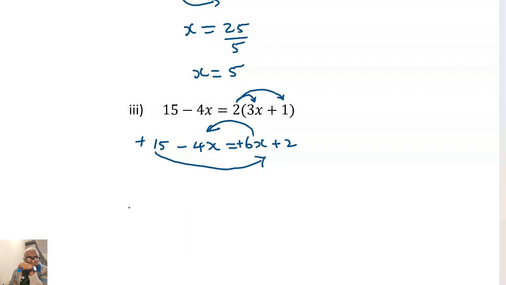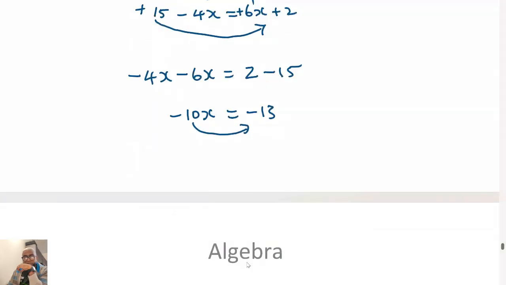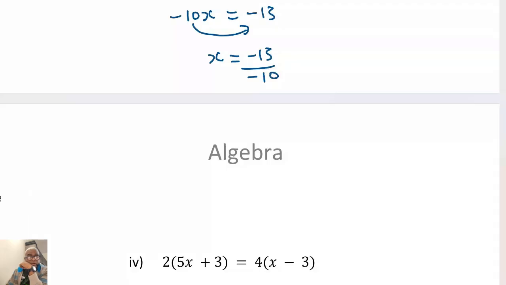Negative 4x minus 6x is equal to 2 minus 15. Right? Negative 4x minus 6x will be how much x? Negative 10x is equal to 2 minus 15 would be? Negative 13. We bring in this negative 10 here and divide. x would be equal to negative 13 divided by negative 10. Right? Which will be x is equal to what? Positive 1.3. Yeah. x is equal to 1.3.